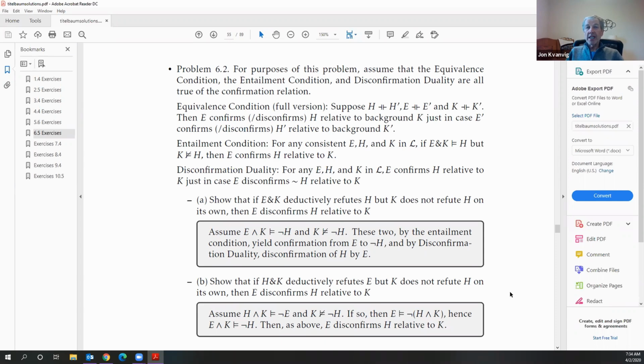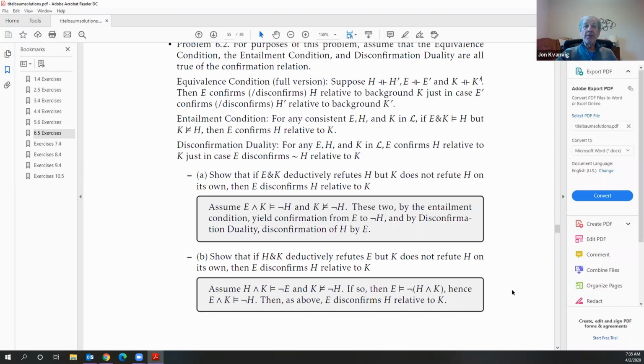So again, assume the antecedent. So H and K entails not E, and K doesn't entail not H. Then E entails the negation of H and K. Hence, E and K entails not H. You may need to take a moment to verify that those entailment claims follow, but they do. In any case, once you've verified it, then we can conclude as above that E disconfirms H relative to K.